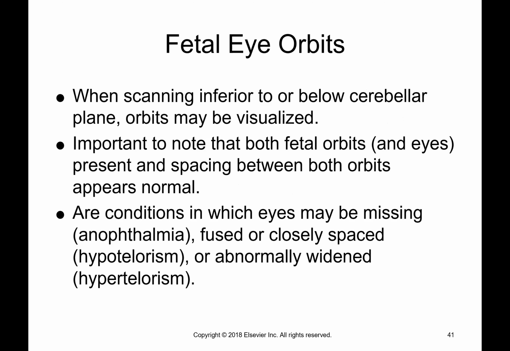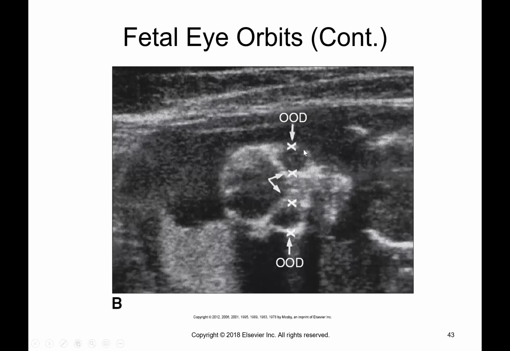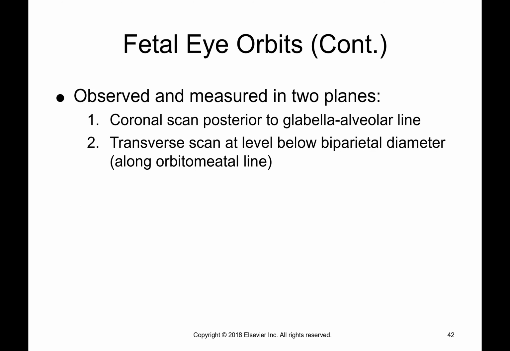We do want to look at the fetal orbits, or the scary picture, which I'll show you right here. There is a thing that you want to make sure that the orbits are in the correct position. There could be conditions in which one of the eyes is missing, they're fused or closely spaced, hypotelorism, or they're really abnormally widened. So that's why we take that image of that scary face right there.